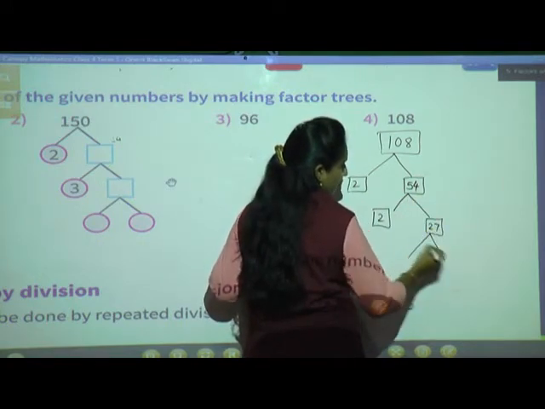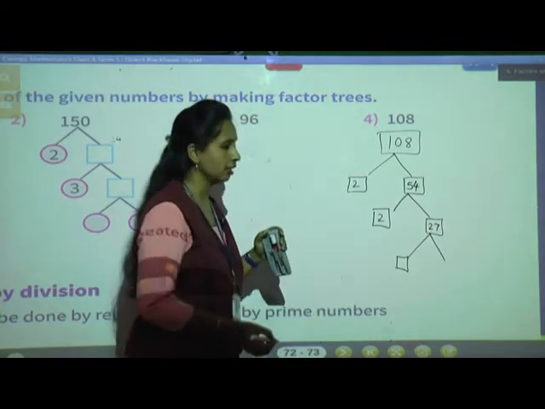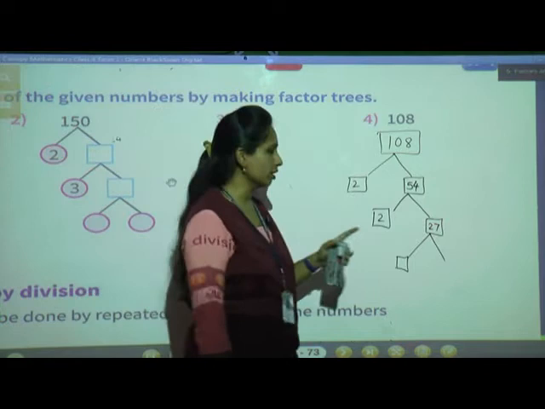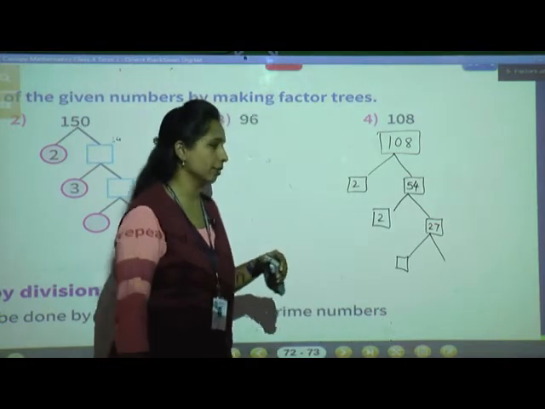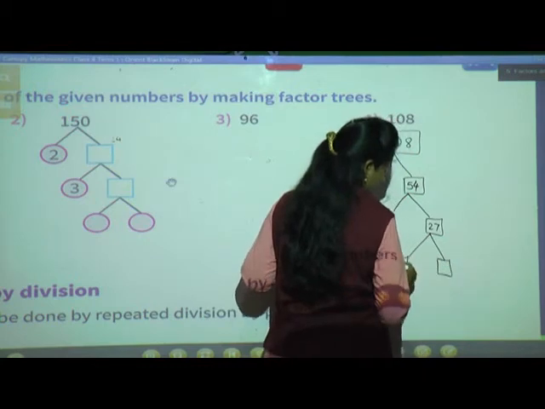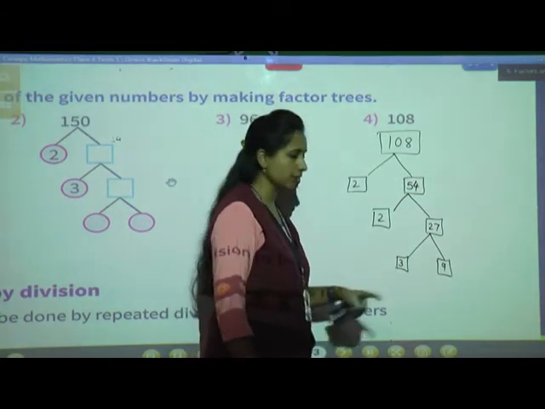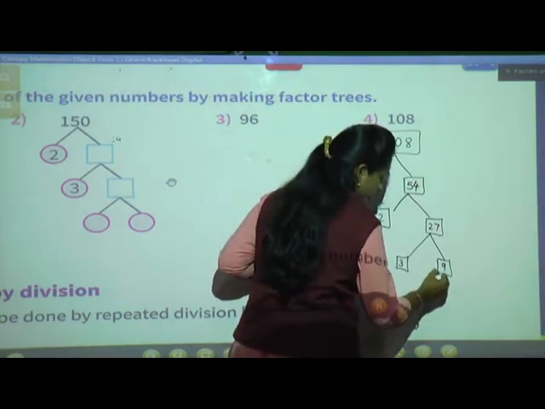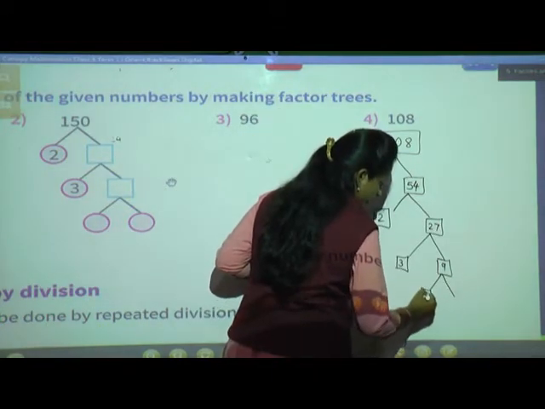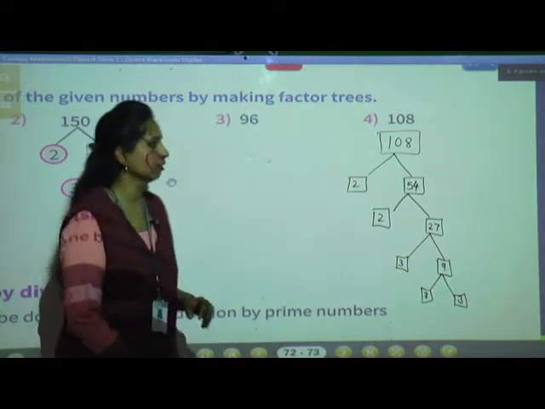Now see, 27 is there. We cannot divide with 2, isn't it? So 7 is an odd number. I will try with 3 now. Now in the 3 table, is 27 there? Yes. 3 9s are 27. Isn't it? Now 3 is a prime number. Now I need to split up 9. Tell me how I can? 3 3s are 9. See how easy?